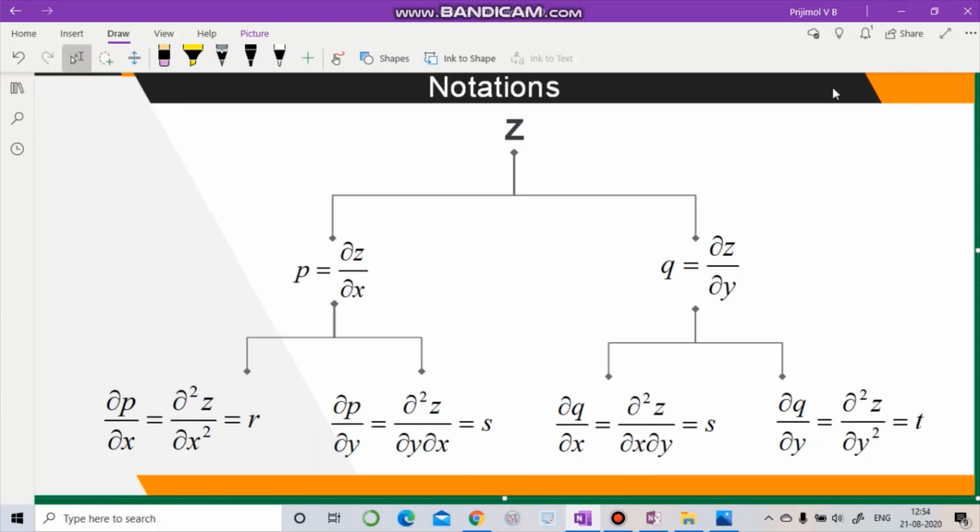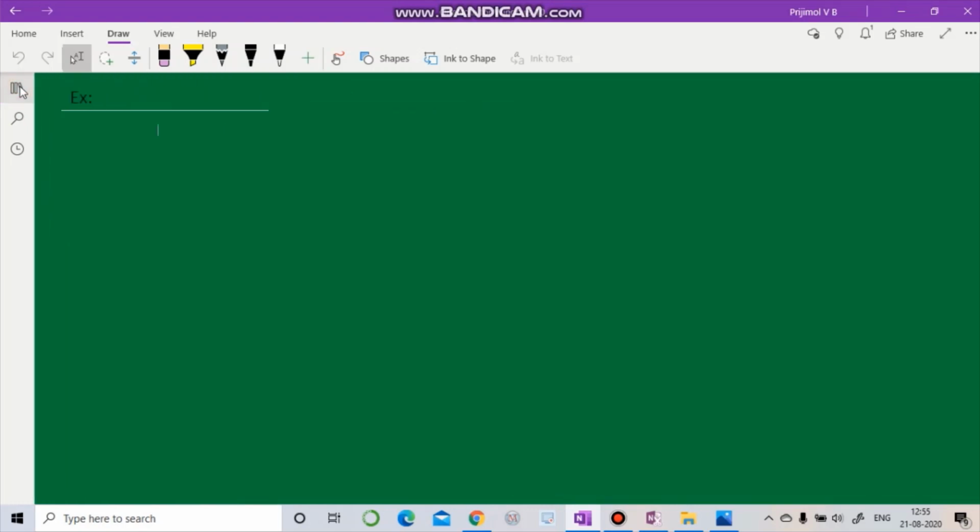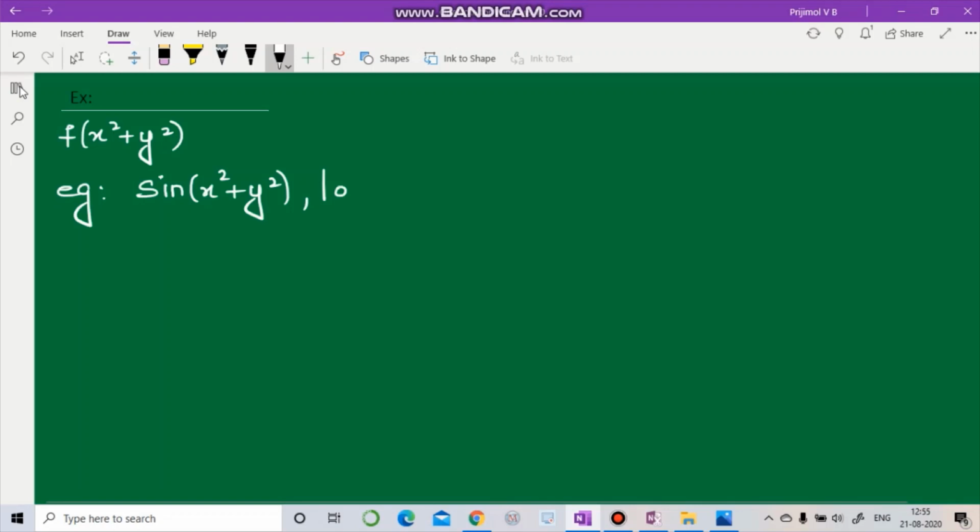Now, let me teach you what an arbitrary function is. Say you have a function f of x square plus y square. This function can be any function in terms of x square plus y square. Like you can have a function, say sine of x square plus y square, or log of x square plus y square, or any other function in terms of x square plus y square.